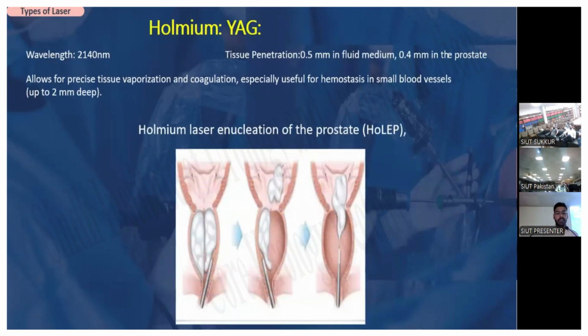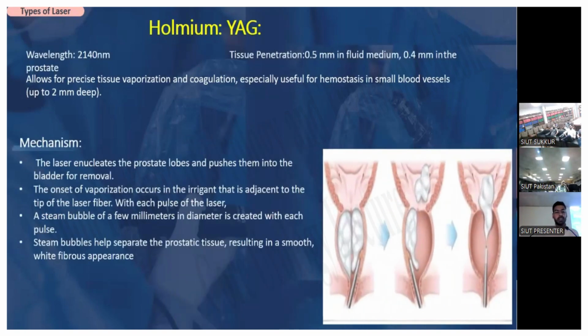And the most famous is holmium laser enucleation of the prostate. This procedure was done by the holmium YAG laser. इसका mechanism ये है कि the laser enucleates the prostate lobes and pushes them into the bladder for removal. And then the onset of vaporization occurs in the irrigant that is adjacent to the tip of the laser fiber with each pulse of the laser. A steam bubble of a few millimeters in diameter is created with each pulse. Steam bubbles help separate the prostatic tissue, resulting in a smooth, white fibrous appearance.